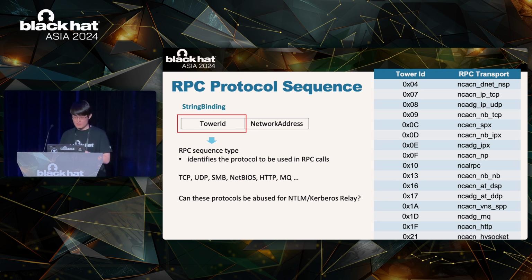How about other RPC protocol sequences? We can also control the tower ID of the stream binding. The tower ID determines the RPC sequence type. RPC supports many transport sequence types with different high-level protocols like TCP, UDP, SMB, HTTP, etc. Can we abuse these protocols for NTLM or Kerberos relay?